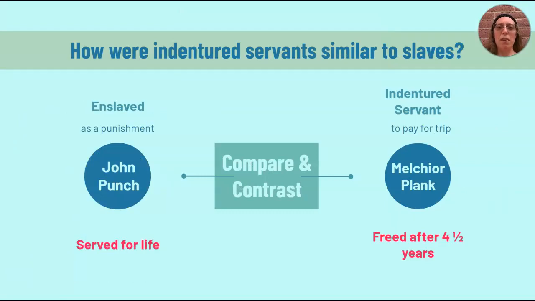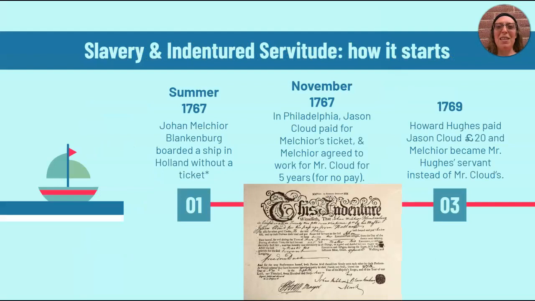The stories of John Punch and Melchior Plank hopefully have helped you understand the similarities and differences between slavery and indentured servitude. Let's look at the timeline of Melchior Plank's life to help us focus on these two types of labor. We'll look at how their service begins and then at the end. Take a moment to look over this timeline, the first part, or just look over your notes, then answer the questions that follow. Let me know if you feel like you need to talk with a classmate to think this through better.